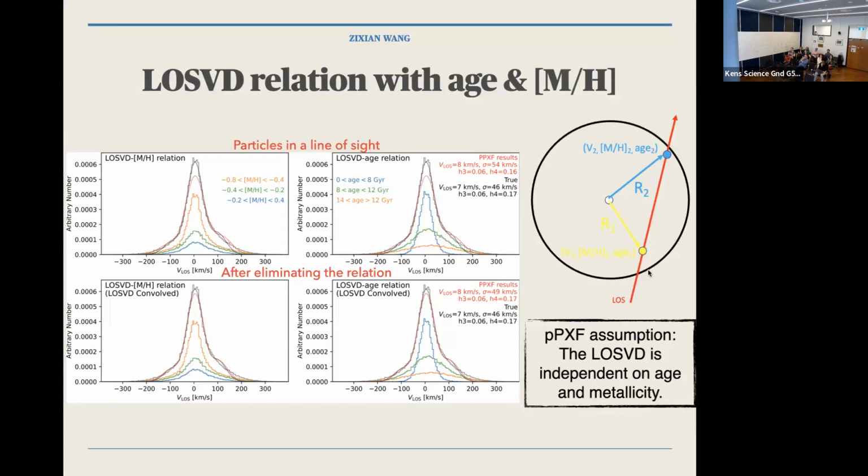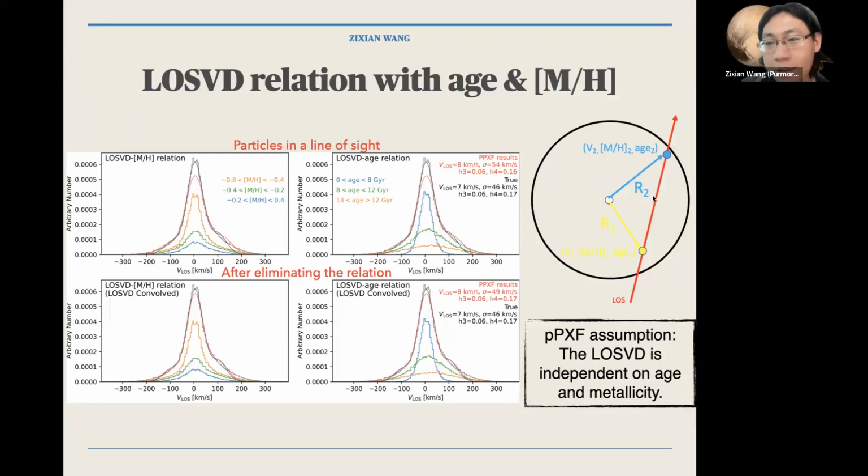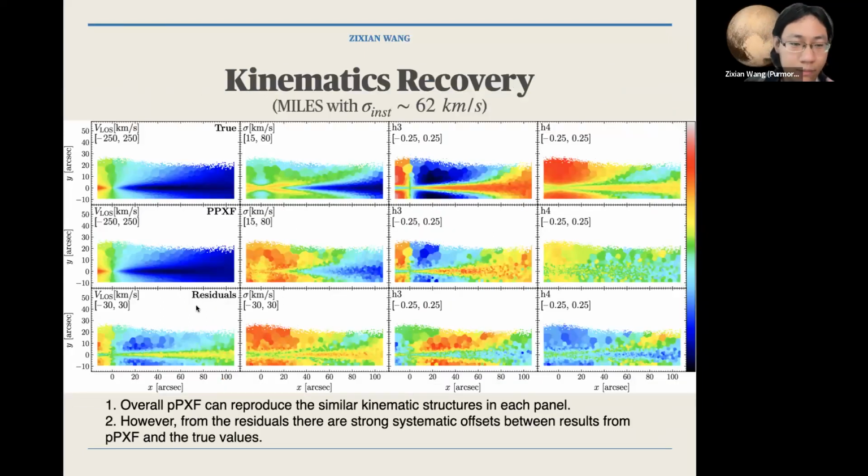But in reality, this is not really true. Assume you have a line of sight, which is this red line, and you have two stellar particles, the blue one and the yellow one. Because they have different radii from the galactic center, and due to the age and metallicity gradients, these two particles will have different age and metallicity. Also, because they are at different positions along the line of sight, they will have different line of sight velocities. So there is a relation between line of sight velocity and age and metallicity, but PPXF ignores that. So that's why it couldn't recover the kinematics measurements well.